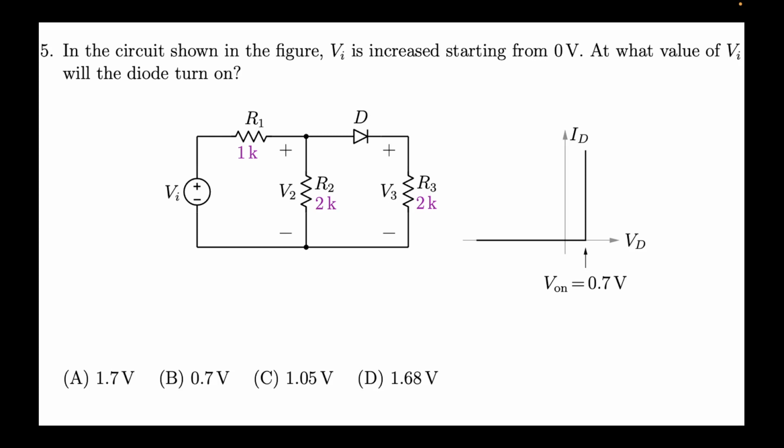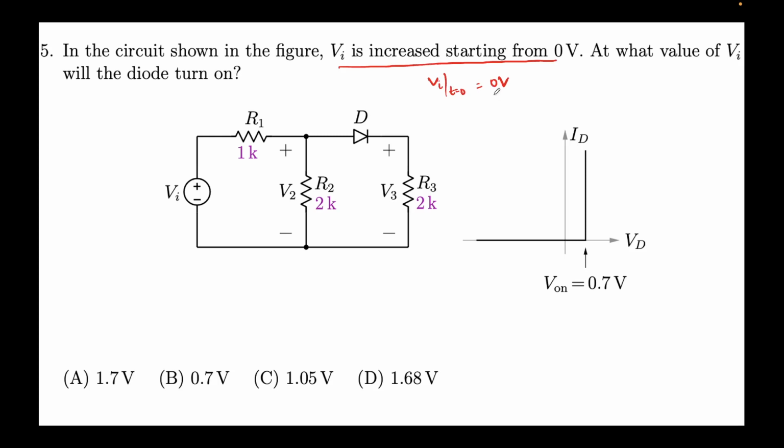Yeah, all right. So now let's quickly jump to problem number 5. This problem says that in the circuit shown in the figure, vi is increased starting from 0 volt. This phrase means that vi initially, at t equal to 0, was 0 volts, and increased means that we are increasing in the positive direction.